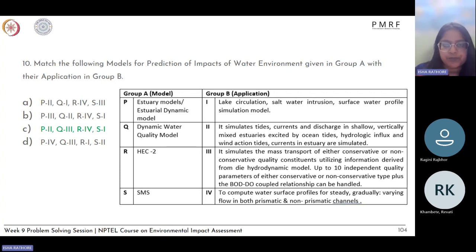So again, these models and their applications, because we have seen a lot of models and their applications. If you remember a few of them, it can help you answer these kinds of questions. And these can come in your examinations as well. Okay, so the correct answer is C. Moving on to the next question.